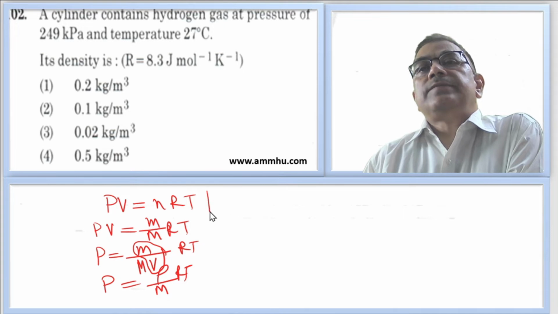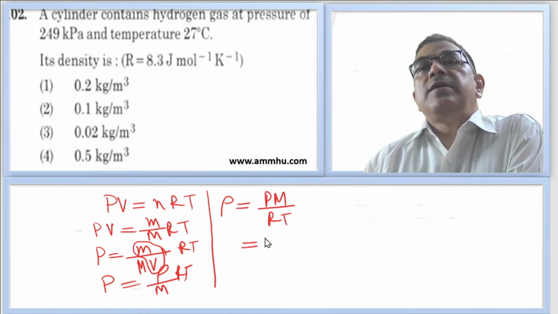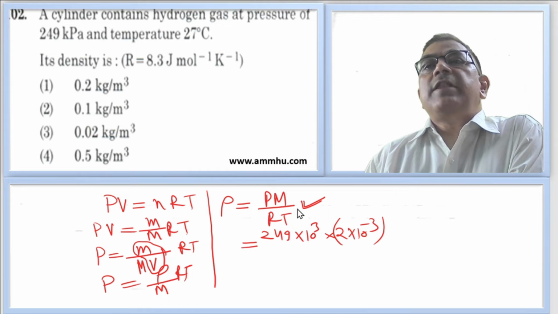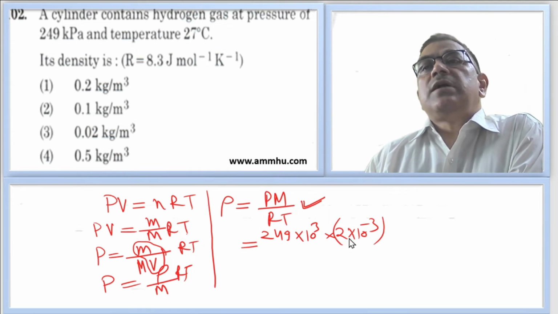So the density rho should be given by the relation PM by RT. Now substitute all the values carefully. Pressure is 249 times 10 to the power 3, and this is the molar mass. Is that right? And the gas happens to be hydrogen. So this is 2 times 10 to the power minus 3. Please note that I have not written 2, because we are solving in MKS always. We will always put all SI units. Is that right? So this is 2 times 10 to the power minus 3.